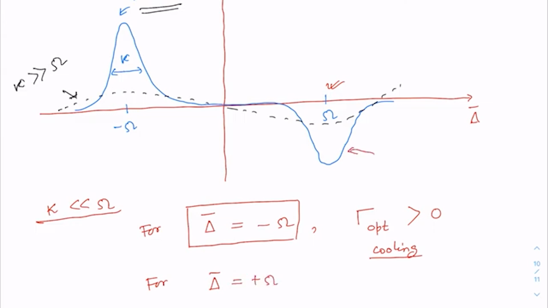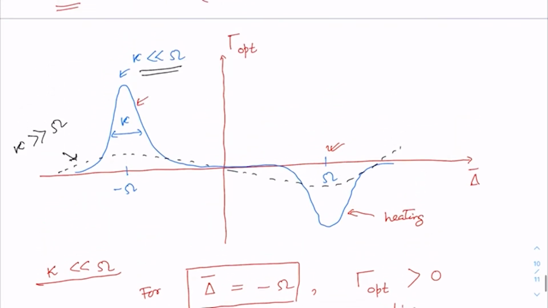here we are going to get heating, because gamma optical, that is your damping, is negative, so here we will have heating. The mechanical oscillator will get heated up, and on the other hand here we are going to get the cooling effect. Okay, now let us understand what's actually going on.